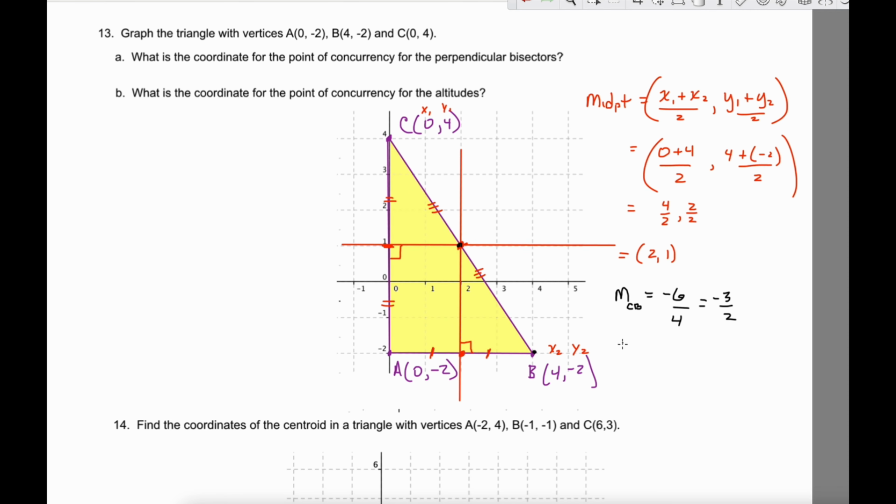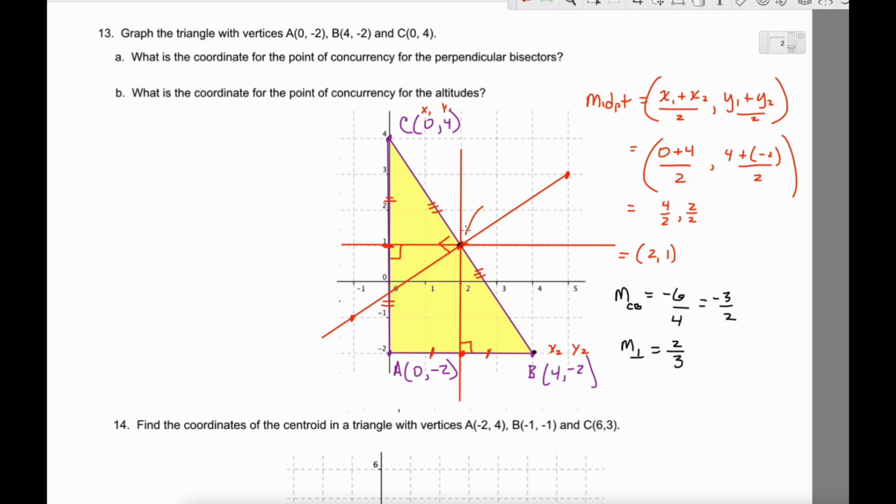Now I want a perpendicular slope to that. So what do I do? I make it negative and reciprocal. So that would be 2/3. So now from my midpoint, I go up 2 over 3. Or I can go down 2 to the left 3. And now draw my line. Boom. There it is. That's a right angle.